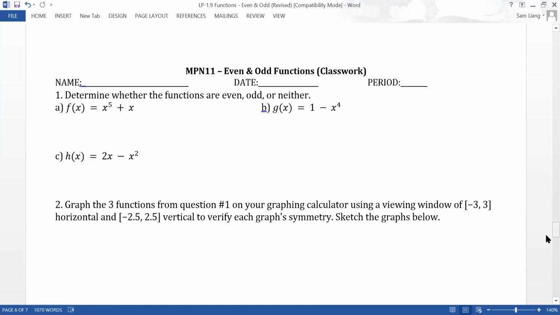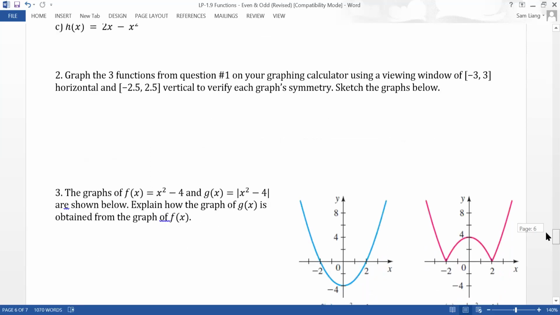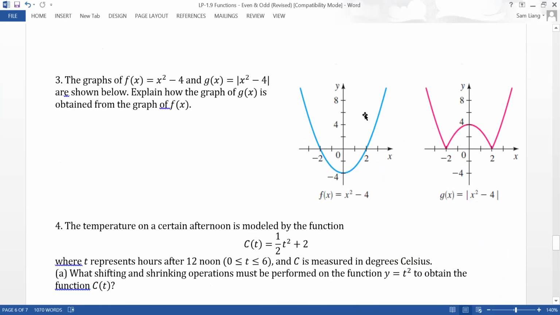Then question 2, we're going to graph 3 functions from question number 1 on our graphing calculators, and we're going to use a viewing window of -3 to 3 and -2.5 to 2.5 for the vertical axis to verify each graph's symmetry. Sketch the graphs below. We'll do that next. Questions 3 and 4 don't have to do with even and odd. Number 4 has to do with transformations, by the way, and question number 3 is just an exercise in graphing. With that said, let me get to the solutions.